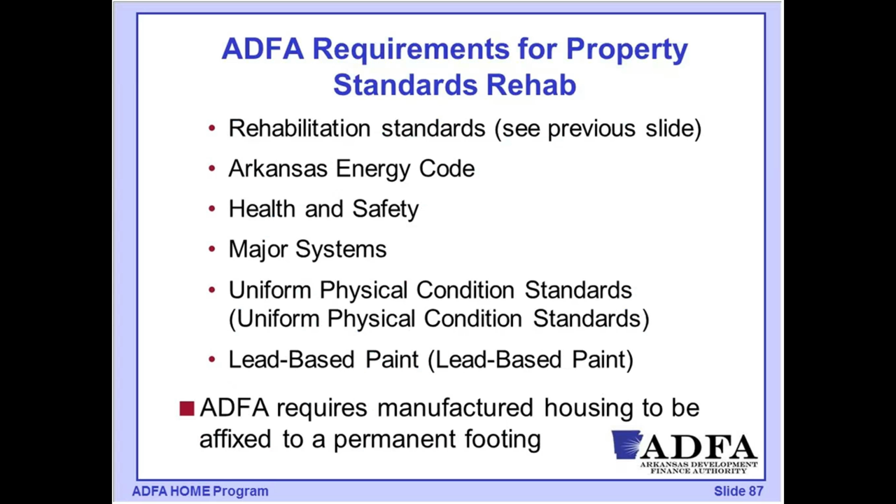ADFA has a requirement in place for homeowner rehabilitation that all manufactured housing needs to be affixed to a permanent footing. So if you were to inspect a potential property that was going to be applying for HOME assistance, if it's a manufactured housing unit and it is not currently affixed to a permanent footing, you would need to include that in the scope of work to determine whether this was a unit that could be assisted with your program.